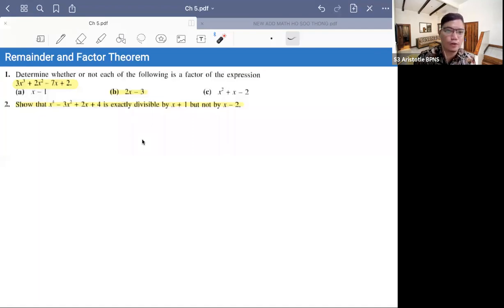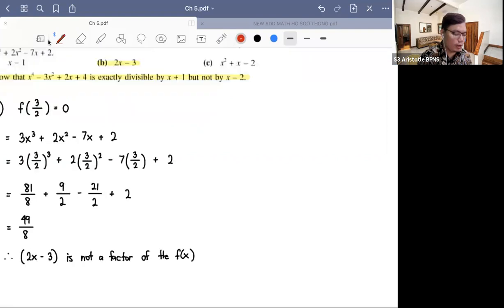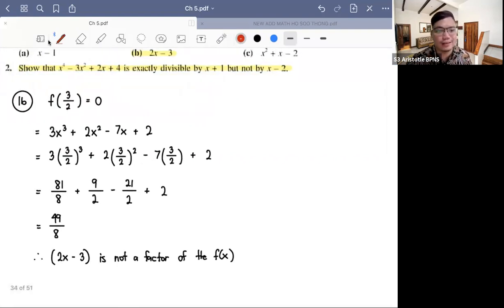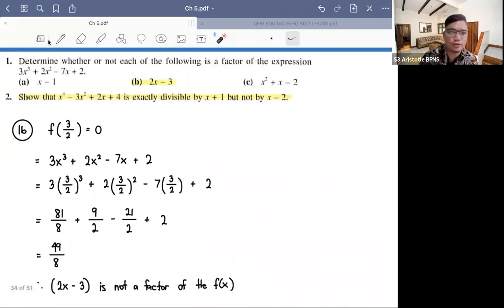And then for number 2, you need to try both of these functions. You will have two functions here that you need to show your workings for, to see if it's exactly divisible by them. For 1b, here's my answer. Obviously 1b is not a factor of the given expression, right? It's because, again, what is your function? My function is f of 3 over 2, right? Because again, where did I get 3 over 2?